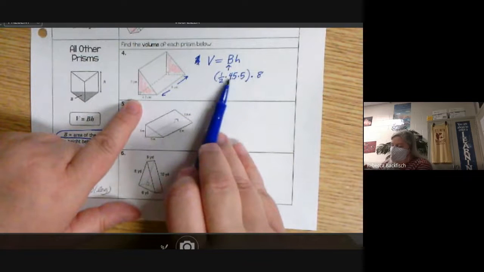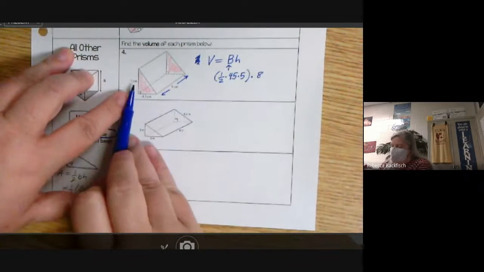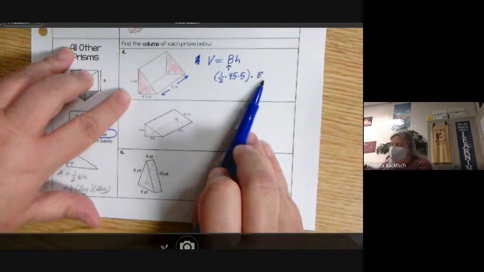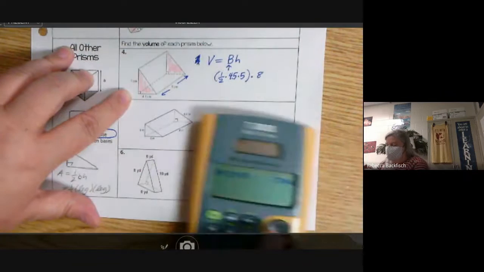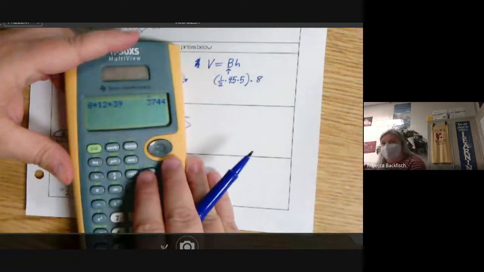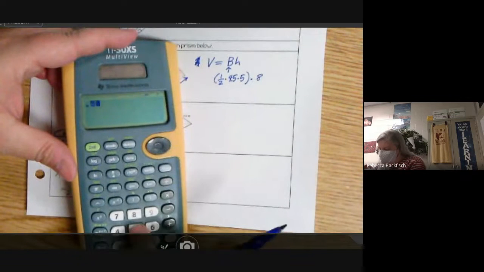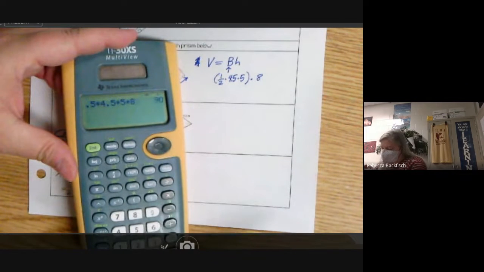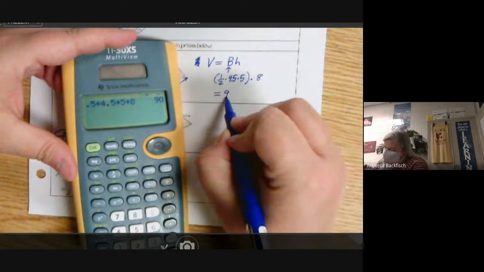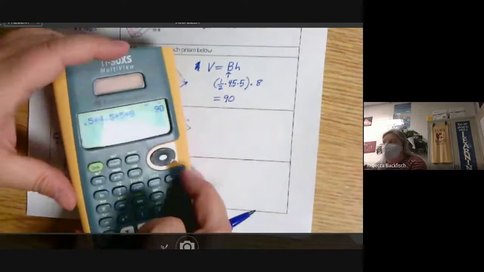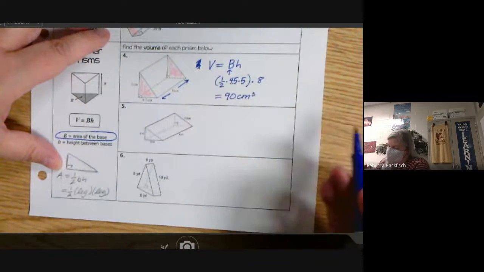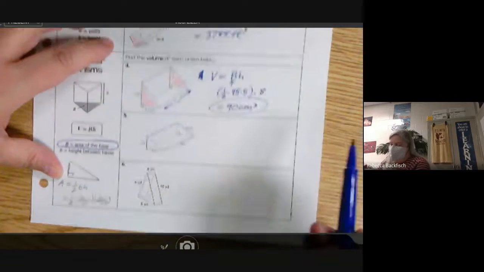So finding the area of just the triangular base is 1/2 times 4.5 times 5. That's the capital B. And then the height of the whole prism is the distance between the bases. That's the 8. So I'm going to do 1/2, which I could easily do as 0.5, times 4.5 times 5 times 8, and I get 90. 90 what? Cubic centimeters. Volume is cubic units. I'm going to go back and circle my answers.